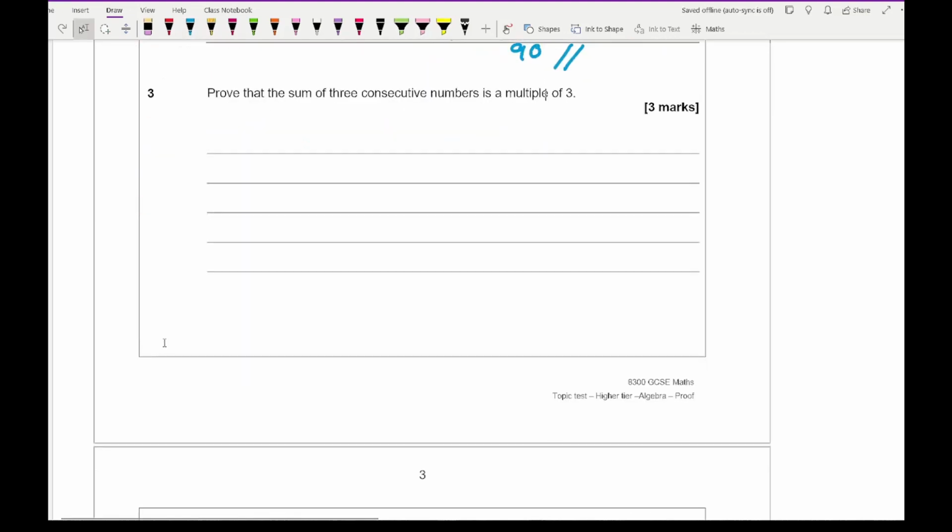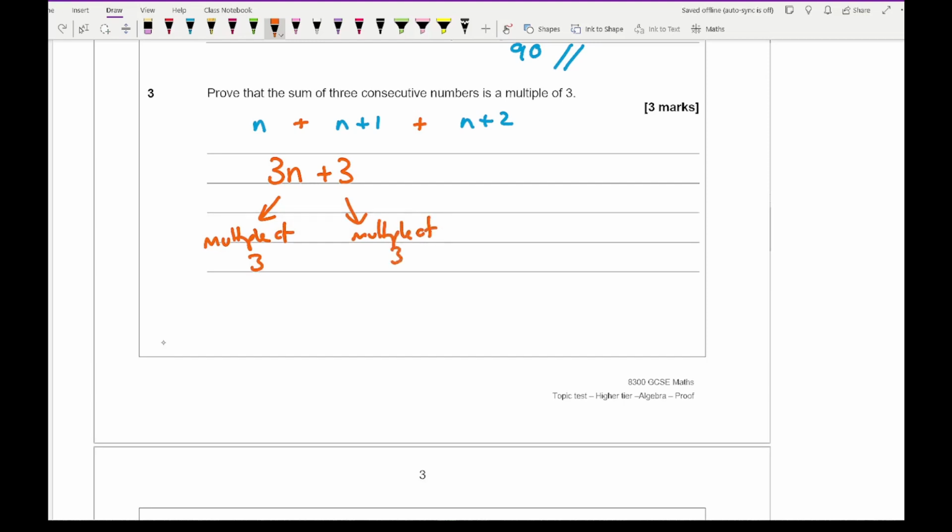Then for question 3, it says prove that the sum of 3 consecutive numbers is a multiple of 3. Well, if the 3 consecutive numbers are n, n plus 1 and n plus 2, the sum means we add them together. Joining these three things together, how many n's have I got? Well, I've got 3n plus 3. Now this here is a multiple of 3, and this is a multiple of 3, and a multiple of 3 plus a multiple of 3 equals a multiple of 3.